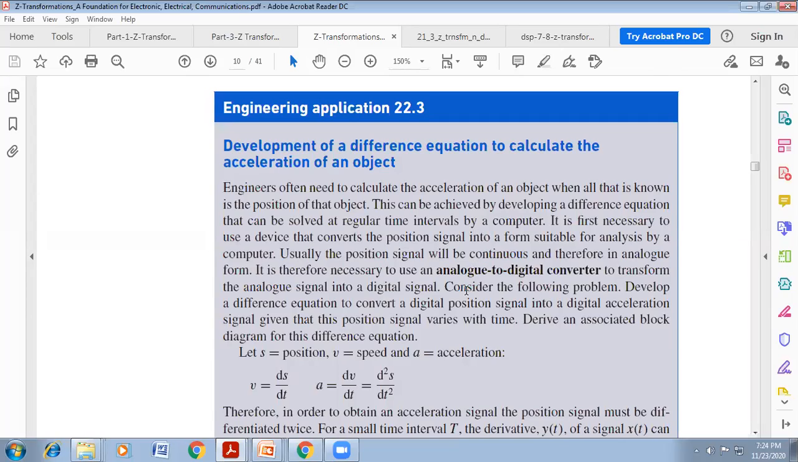Let's see, I will finish it. Okay. Development of a difference equation to calculate the acceleration of an object.